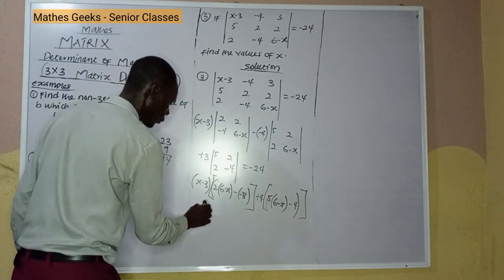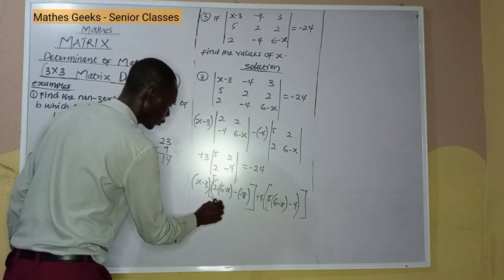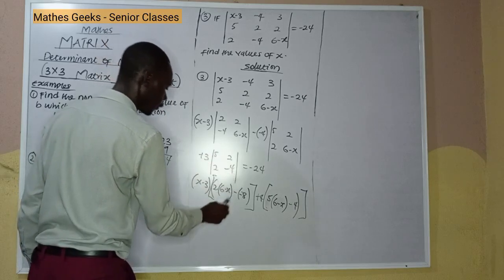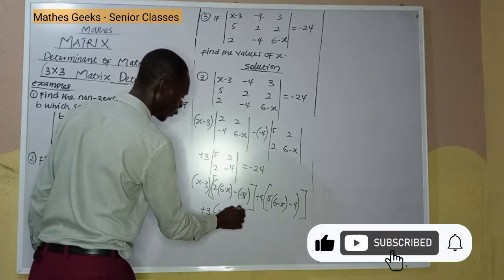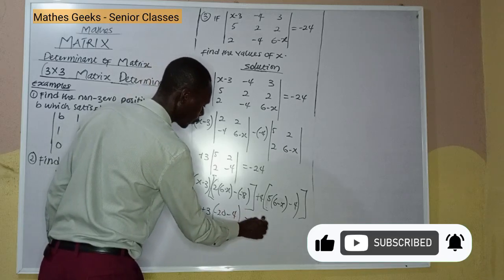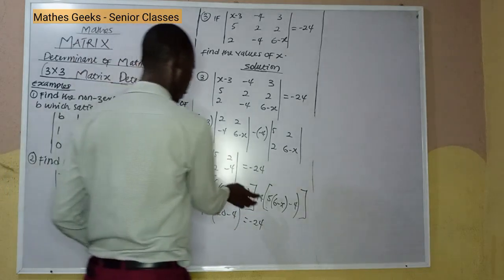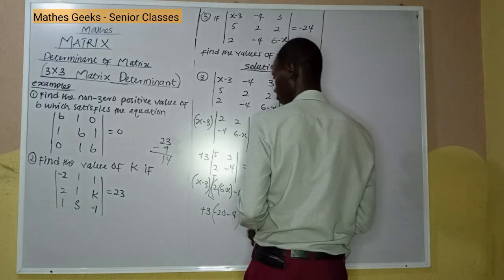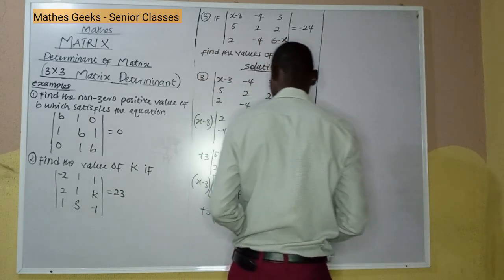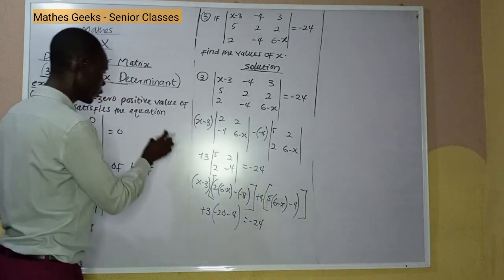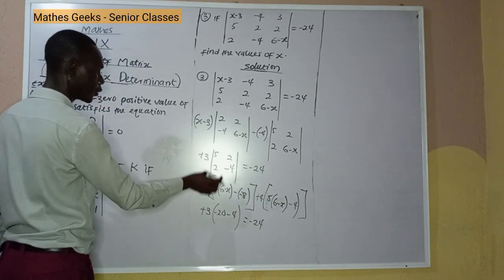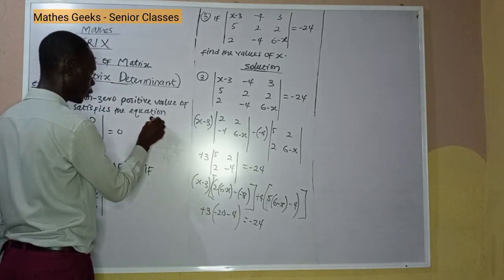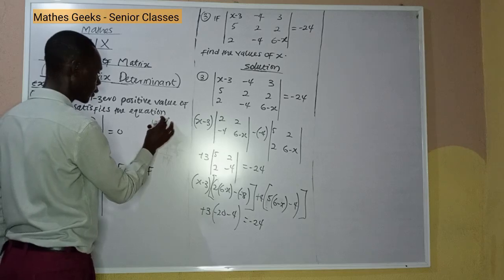Okay, plus 3. Plus 3. 5 times minus 4 is minus 20. 2 times 2 minus 4 plus minus 24. So let's simplify this part. From here, 2 times 2 times 6 will give us 12 minus 2x.